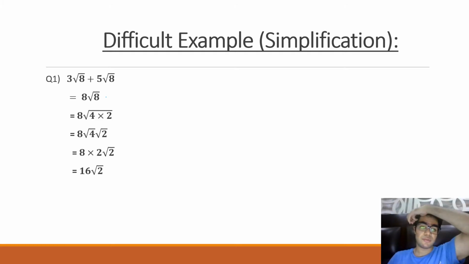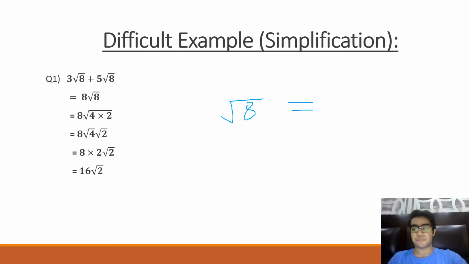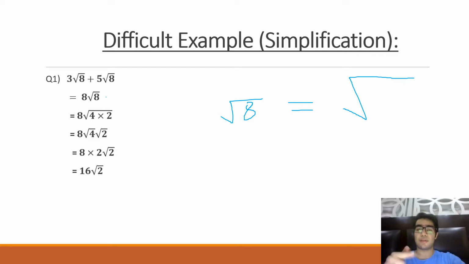Since this is root 8, it's not in simplified version, because we have two numbers which multiply together to give 8. You can watch my previous video where I talked about simplifying surds. You need to be careful with that. You need to simplify surds which can be simplified. Root 8 can be simplified because it has two numbers which multiply together to give 8, and one of them is a square number. What I mean is this: 4 times 2 is equal to 8, right? And 4 is a square number.